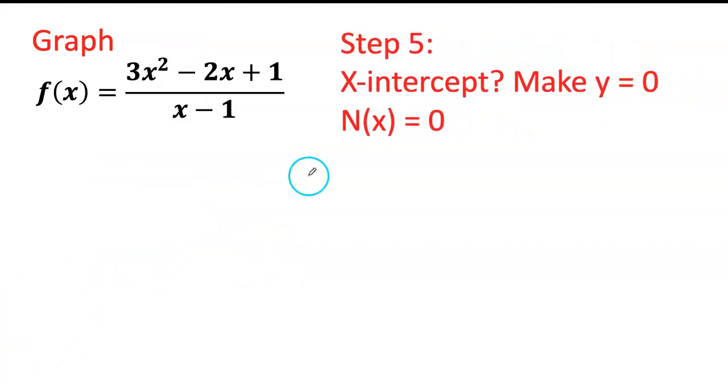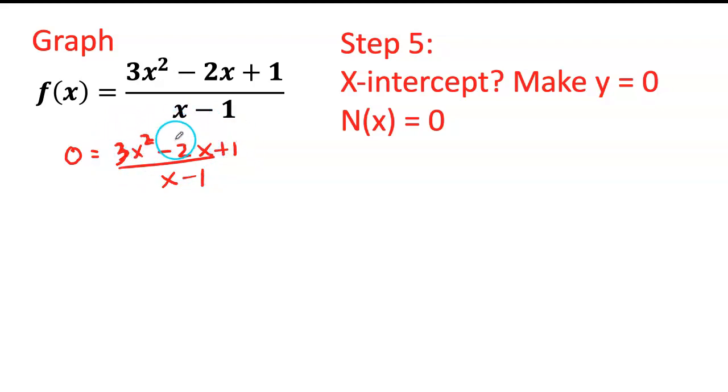Step number 5. X-intercept. I make my y equal to 0. Okay? So basically when I have a fraction, I'm making my y equal to 0. So I have 3x squared minus 2x plus 1 divided by x minus 1. Alright, that means this fraction has to be equal to 0. When a fraction is equal to 0, the only thing that I need to make 0 is my numerator.